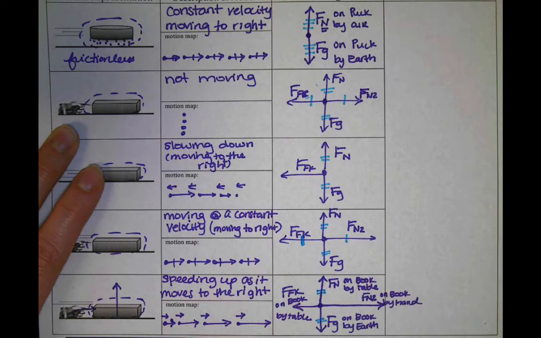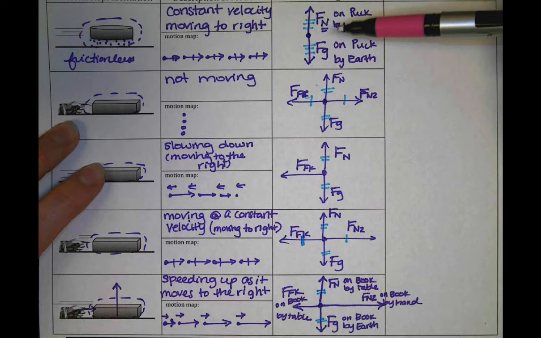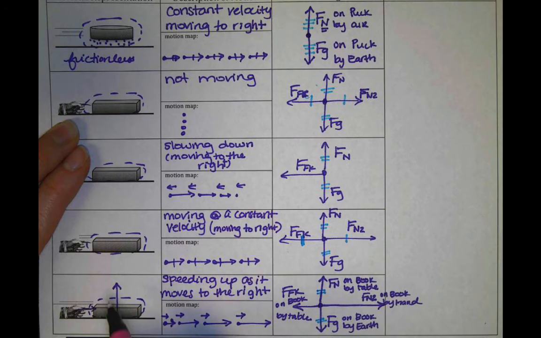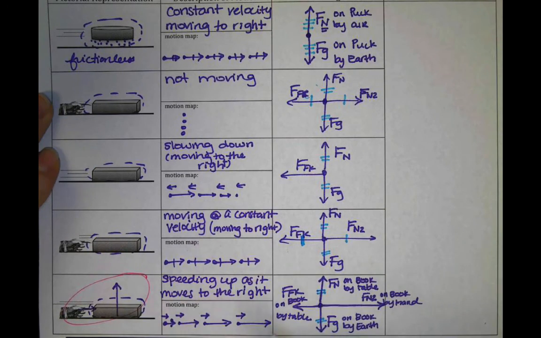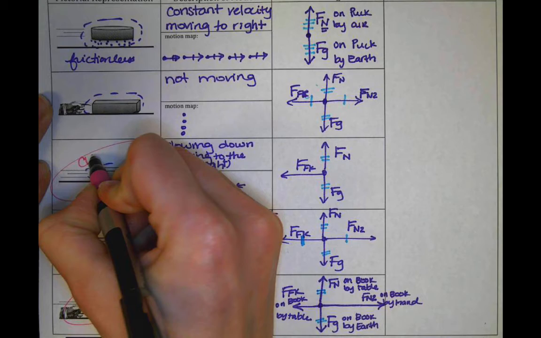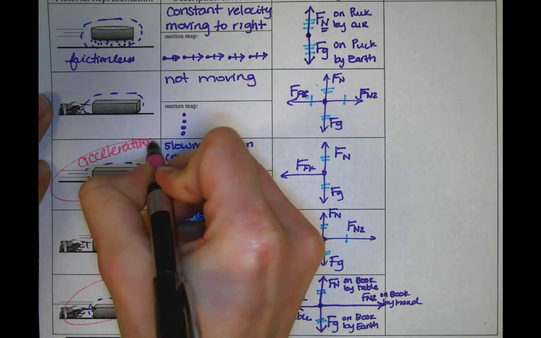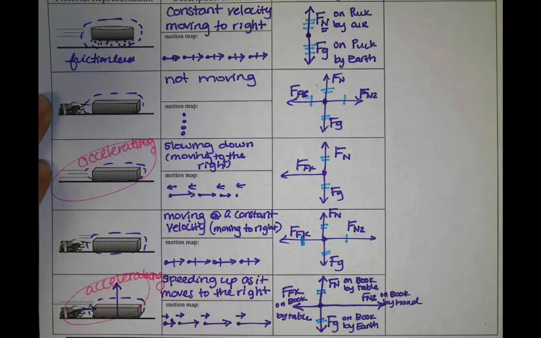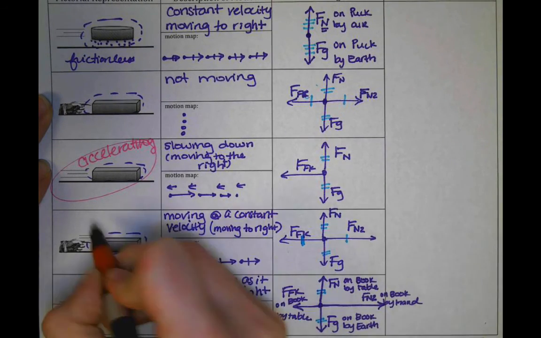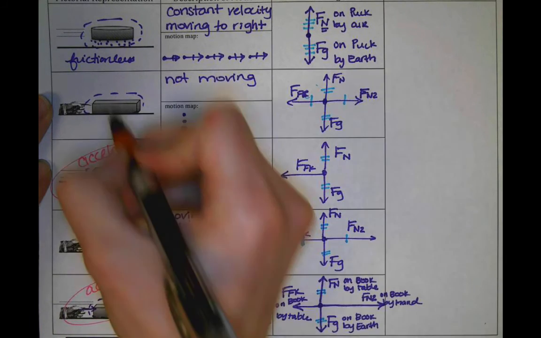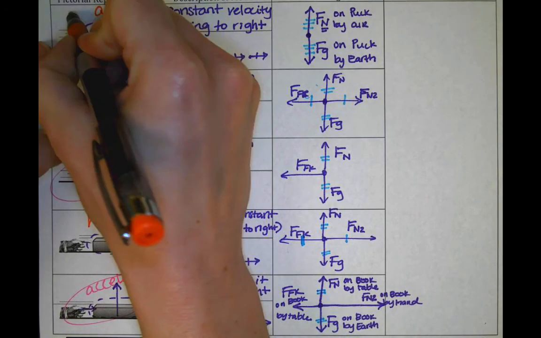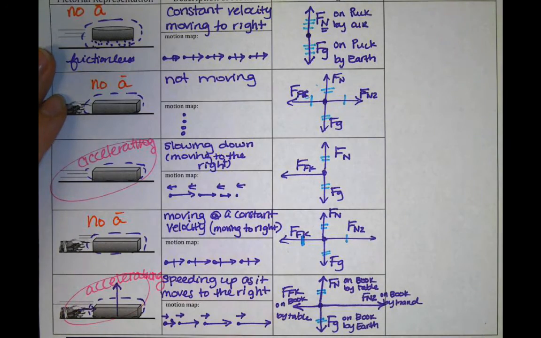Okay, taking a look at what we have here, notice that we have different scenarios. Of these 5 different scenarios, we have 2 of them where the object is accelerating. One time it's slowing down, one time it's speeding up. For all of the other scenarios, no acceleration, we have constant velocity, not moving, so no acceleration, and this one is also constant velocity, so no acceleration.